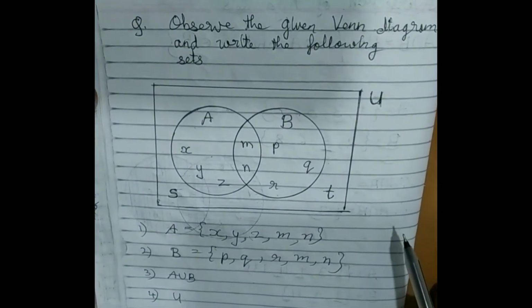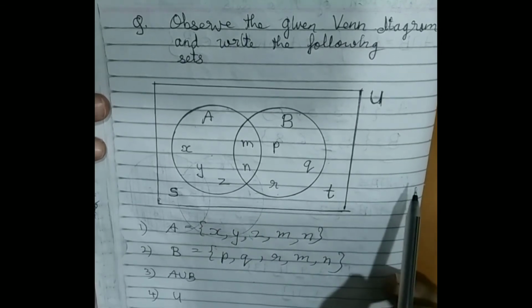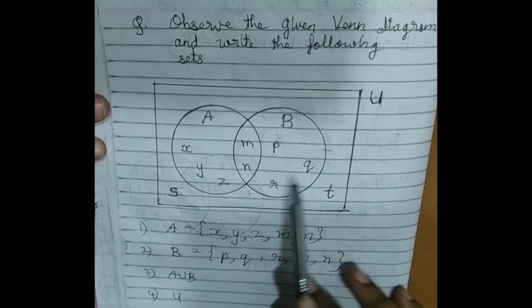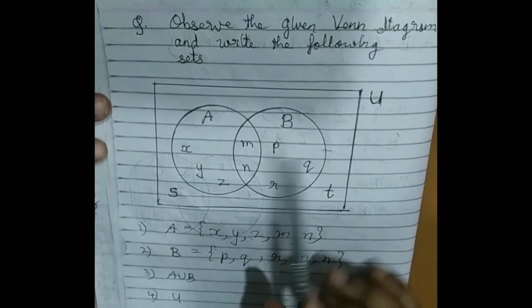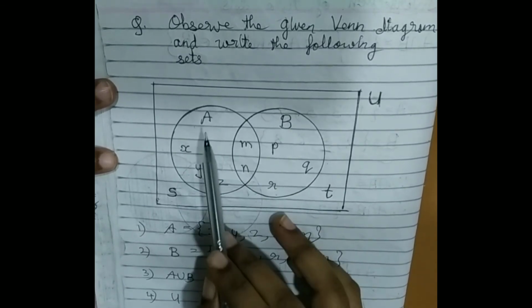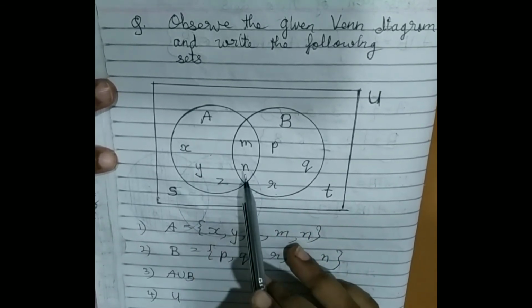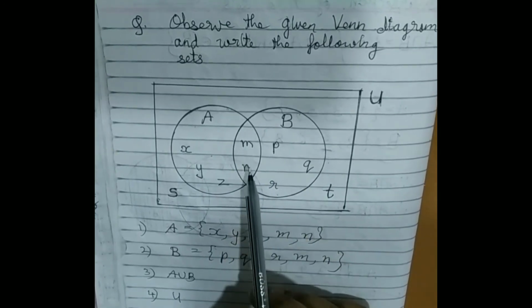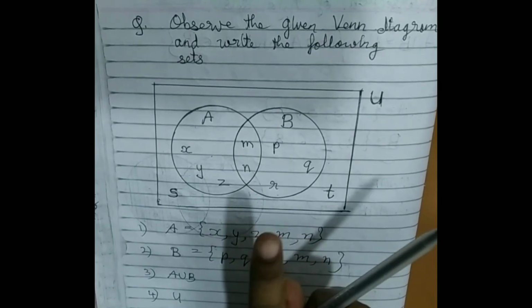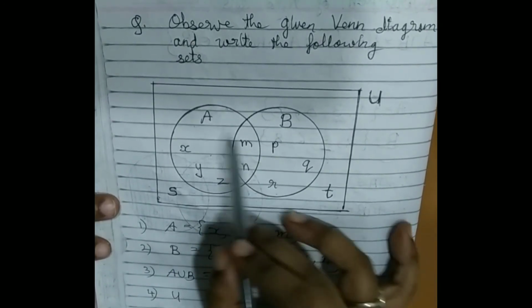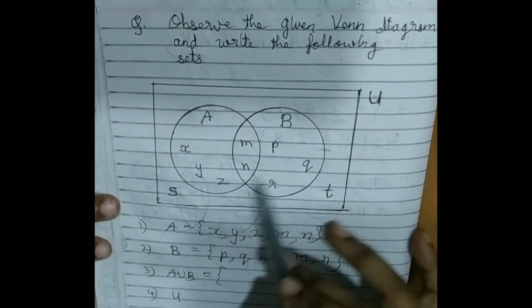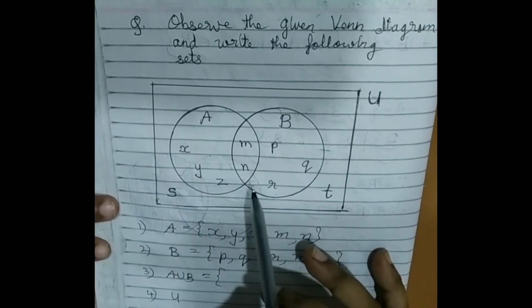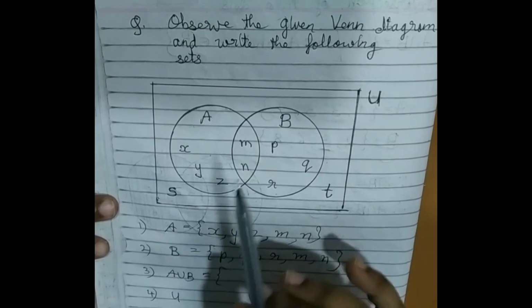Now next, A union B. What are the elements of A union B? A union B means all elements in A and all elements in B. See, the elements of A are X, Y, Z, M, N. And the elements of B are P, Q, R, M, N. Elements M and N are in the intersection, so we will write them only one time. So X, Y, Z, M, N and P, Q, R. M, N is repeating, so we will write it only one time.